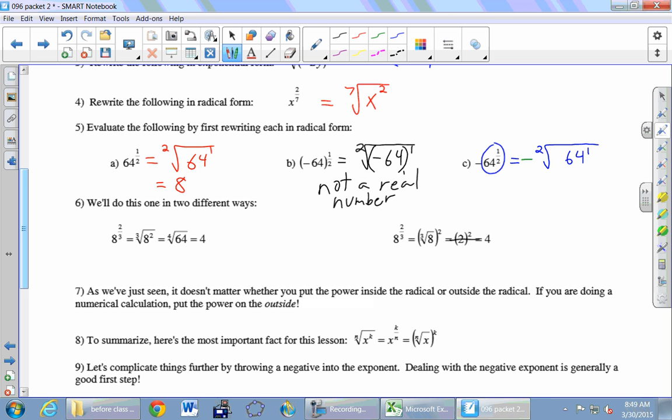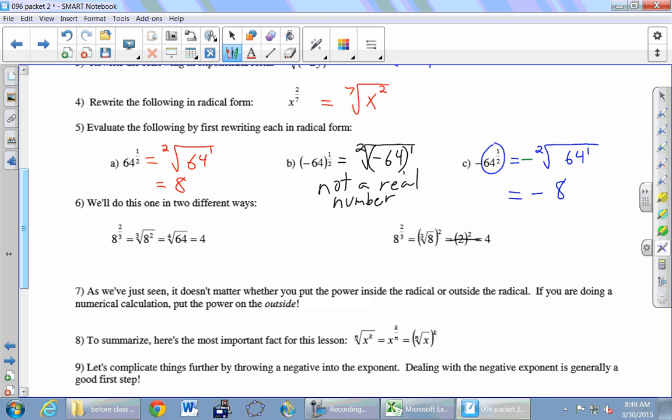Okay, so what's the final answer for this one? That one's negative 8. That's okay, right? 64 is okay, and then a negative sign at the end. Okay, number 6, same idea.